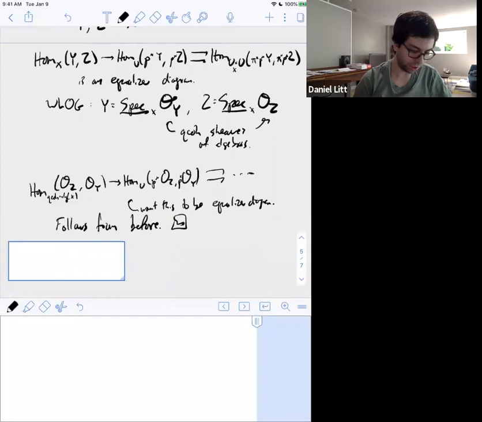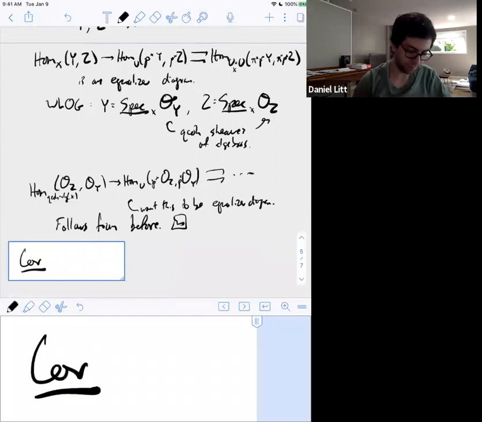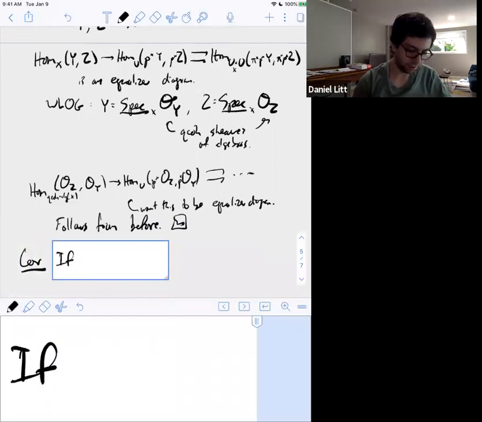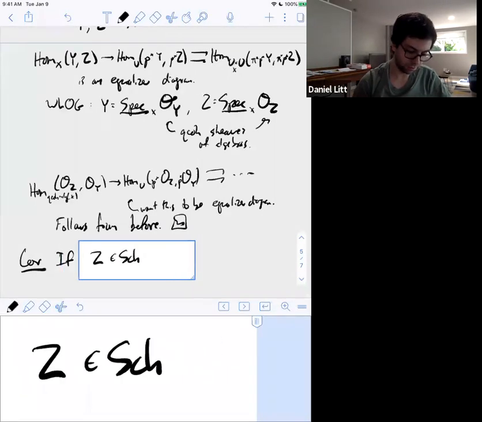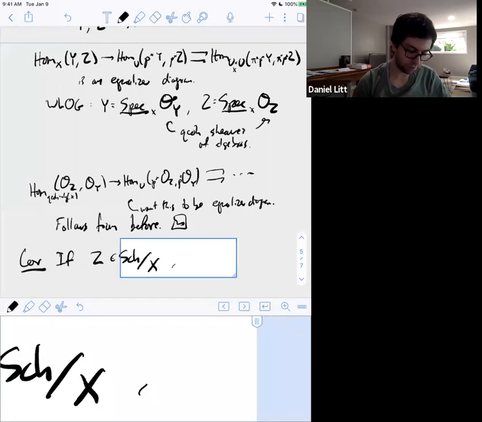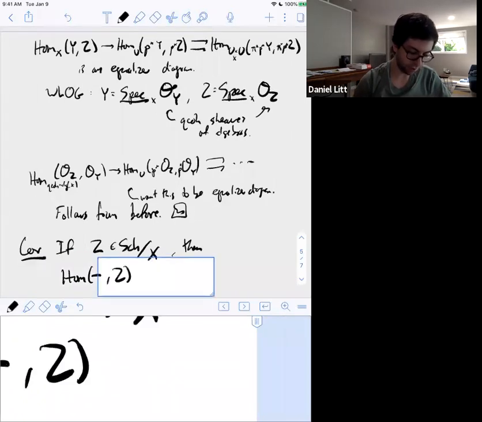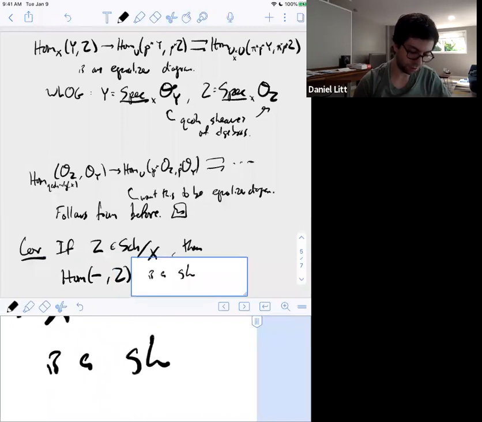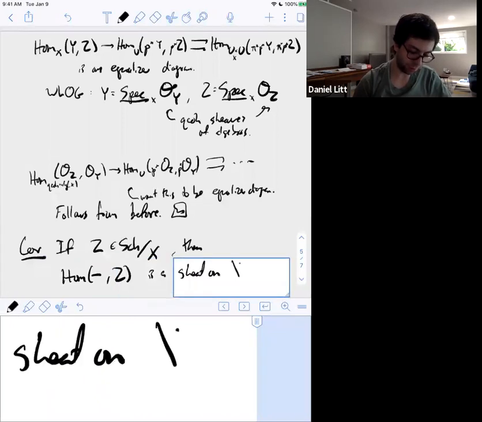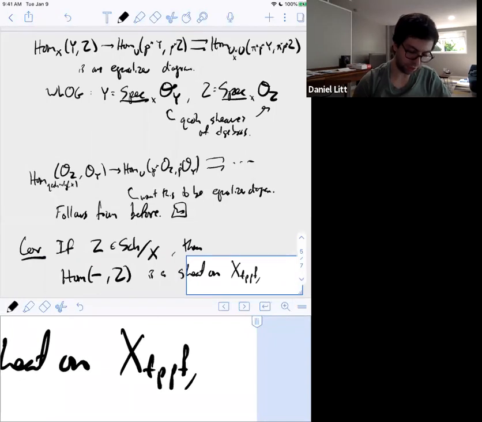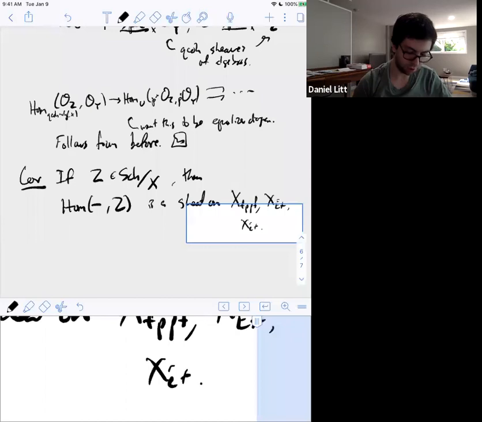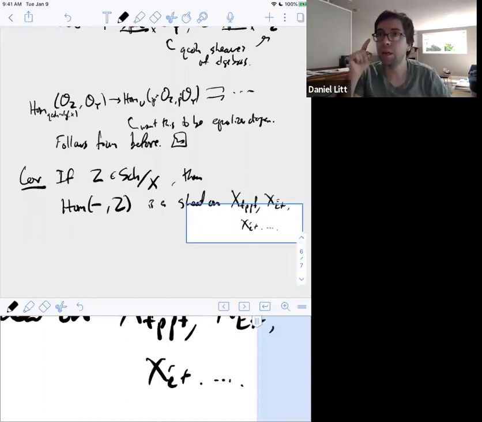Okay, and the corollary of that is that if, let's say, Z is any X-scheme, then Hom into Z is a sheaf. Well, fppf, or étale, or the small étale site, and so on. Okay, are there any questions about that?